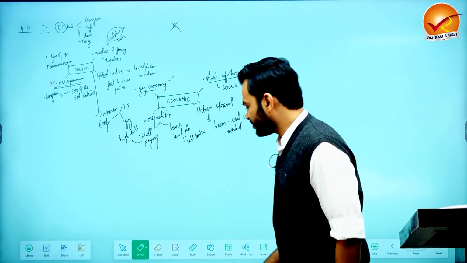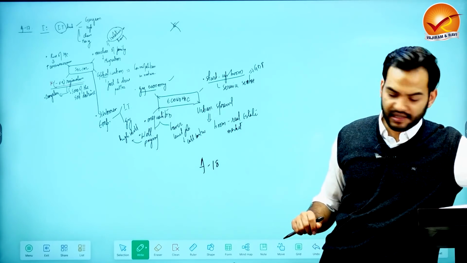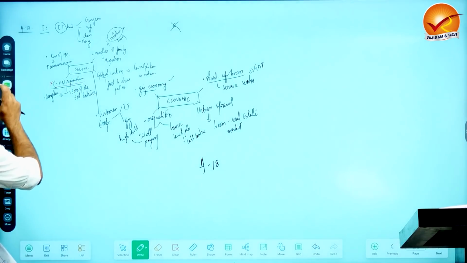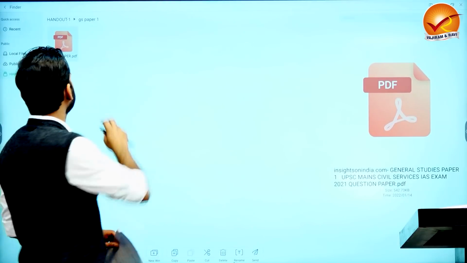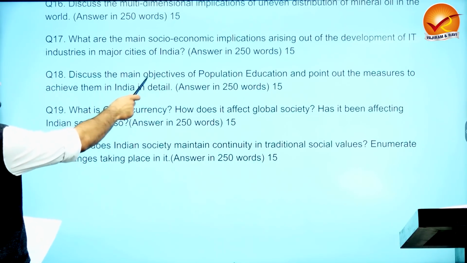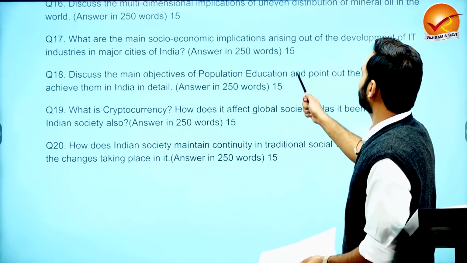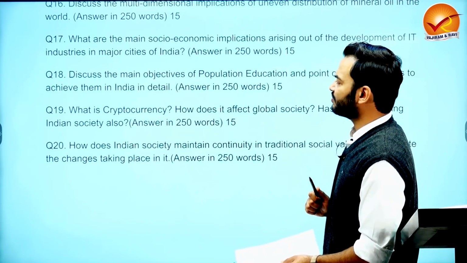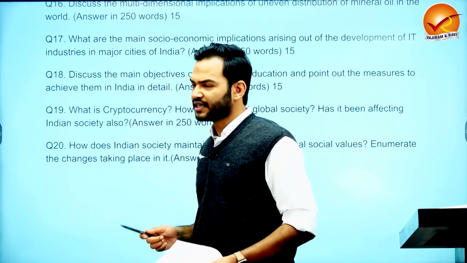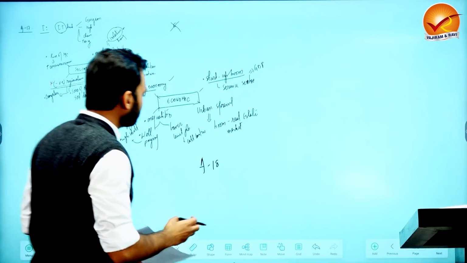Then next question is the next answer 18. Let us see the question number 18 now. It was a very, very simple question, this 17th question. Then 18th question, discuss the main objectives of population education. This is the keyword here, population education, and point out the measures to achieve them in India in detail. So what are the main objectives of population education? So again, intro, body, conclusion.